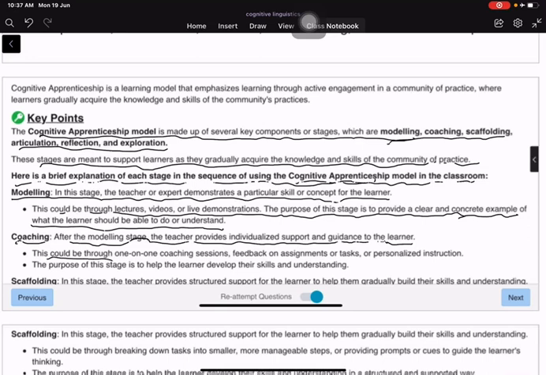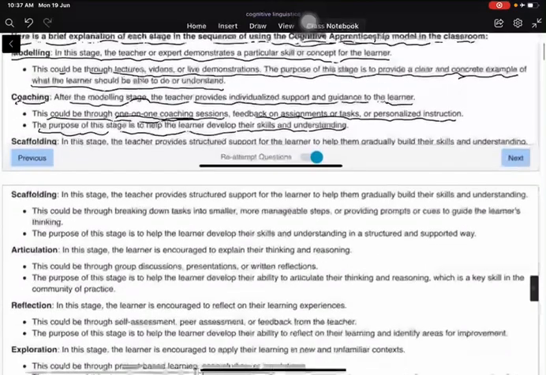This could be through one-on-one coaching sessions, feedback on assignments or tasks, or personalized instruction. The purpose of this stage is to help the learner develop their skills and understanding.